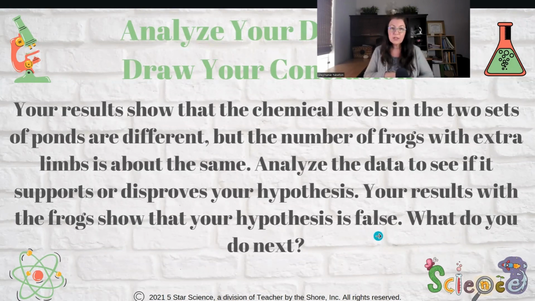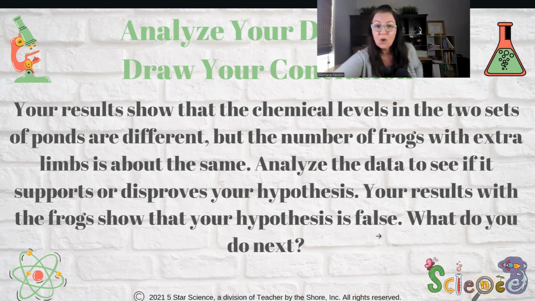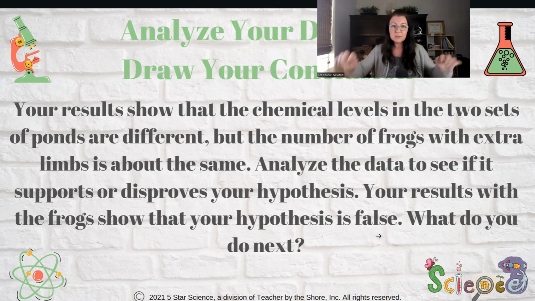Okay, so actually in this actual study, they did find out that there were not more extra limbs in the pond with the chemical. So the hypothesis was wrong because they predicted that there would be more frogs with extra limbs in the pond with a chemical, but it wasn't that way. They were all the same, both ponds. Same number of frogs with limbs, or very, very close to the same number. So what do you do next?